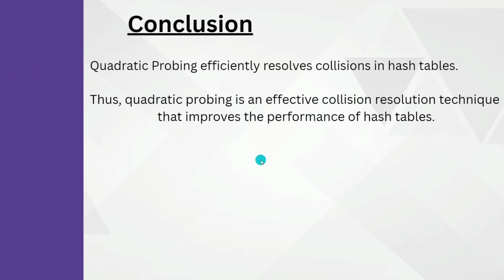Hence, we can come to the conclusion that quadratic probing efficiently resolves collisions in hash tables. Thus, quadratic probing is an effective collision resolution technique that improves the performance of hash tables.